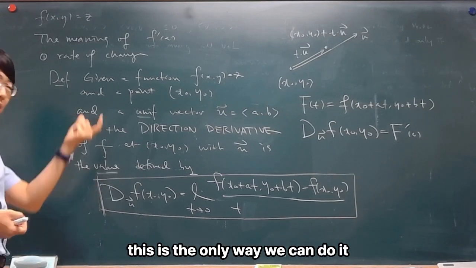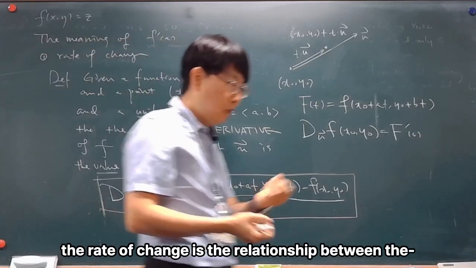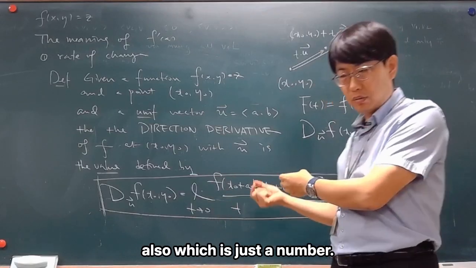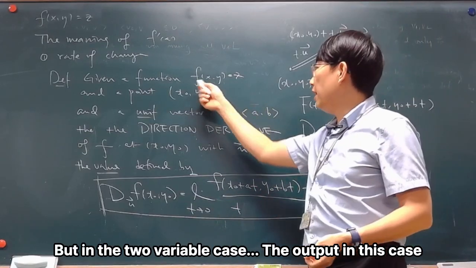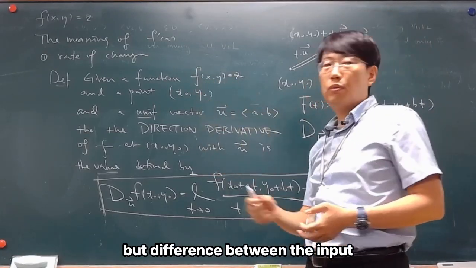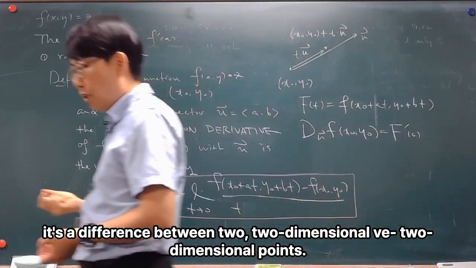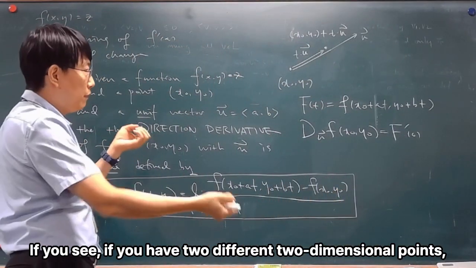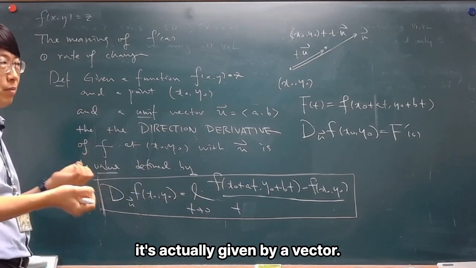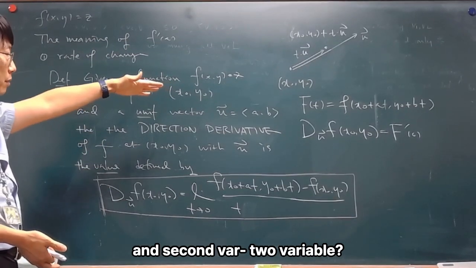In order to do that, this is the only way we can do it, because in the single variable function case, the rate of change is the relationship between the change of input, which is a real number, to the change of output, also just a number. But in the two variable case, the output is just a number. The difference between the output is just a number. But the difference between the inputs is not a number. It's a difference between two-dimensional points. If you have two different two-dimensional points, the difference is not given by a number, it's actually given by a vector.